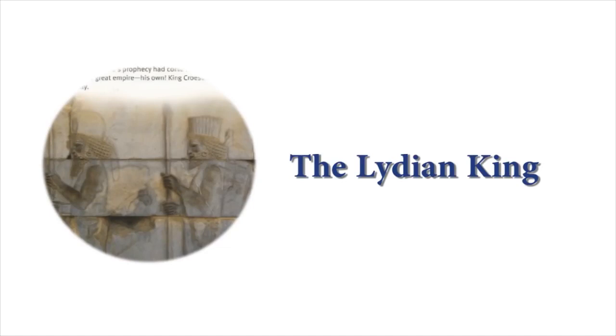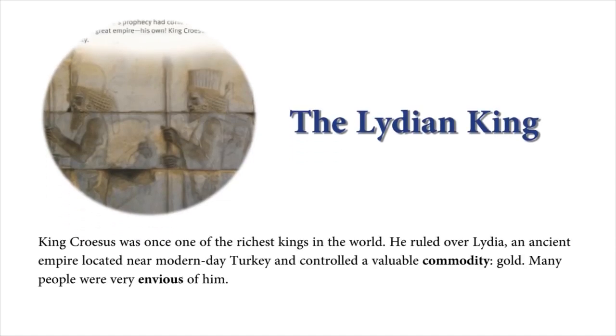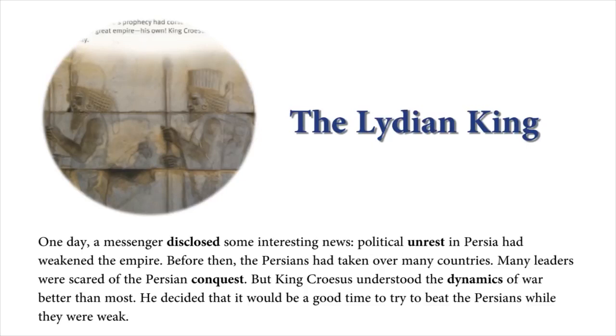The Lydian King. King Croesus was once one of the richest kings in the world. He ruled over Lydia, an ancient empire located near modern-day Turkey, and controlled a valuable commodity, gold. Many people were very envious of him. One day a messenger disclosed some interesting news. Political unrest in Persia had weakened the empire.